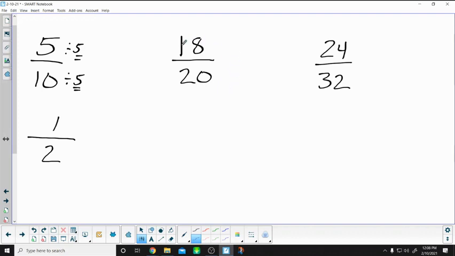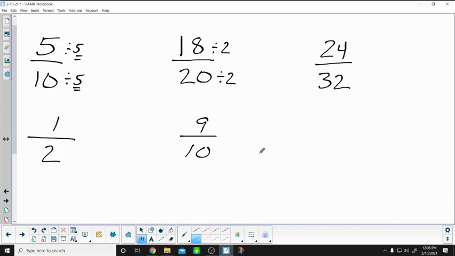So looking at these, 18 and 20, well, these guys are both even, so I am going to divide by 2 on both of these. Divide by 2 there, divide by 2 there, and then we'll see what happens. 18 divided by 2 is 9, and 20 divided by 2 is 10. And then I always double check to make sure I can't go any further, and there's nothing that 9 and 10 would have in common that I could divide both of them by. All right, 24 and 32.